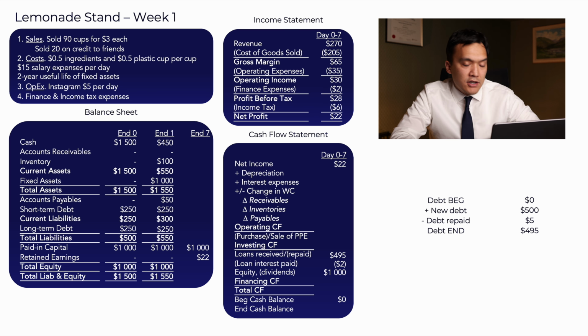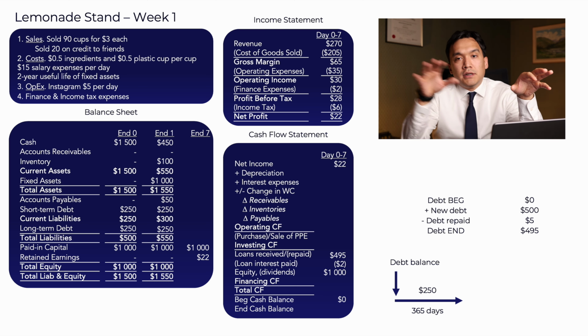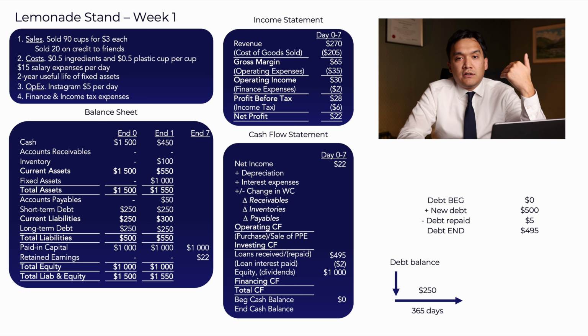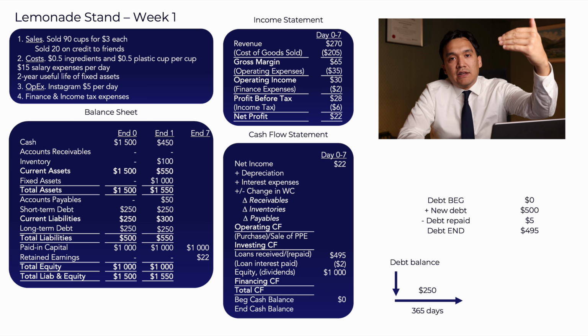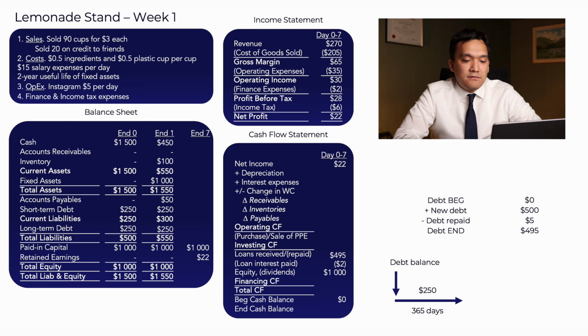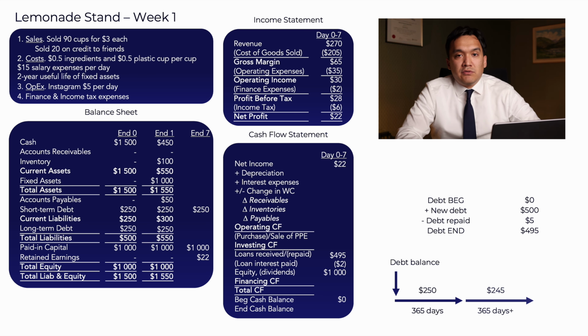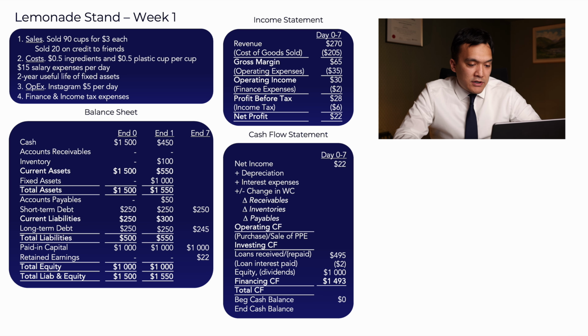And for the balance sheet, again, we need to split our debt into short-term and long-term. So during the first year, again, from end of day 7, in the next 365 days, we still repay $250. And the remaining amount of $245 will be repaid after 1 year. So we have $250 as short-term debt at the end of day 7, and we have long-term debt of $245. So we have financing cash flow of $1,493.